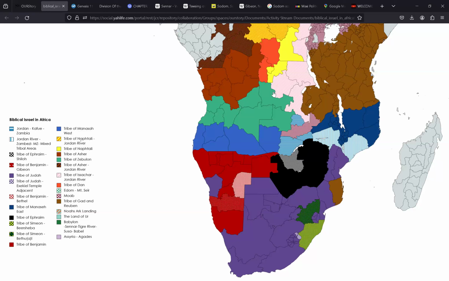But I really love this conversation. It's right up my alley. How did you end up getting this chart breaking down, on the left, biblical Israel in Africa? How did you get these groups, and how did you break this down from the orange to the brown to the red to the blue to the green to the black? How did you break that down and get it like that?